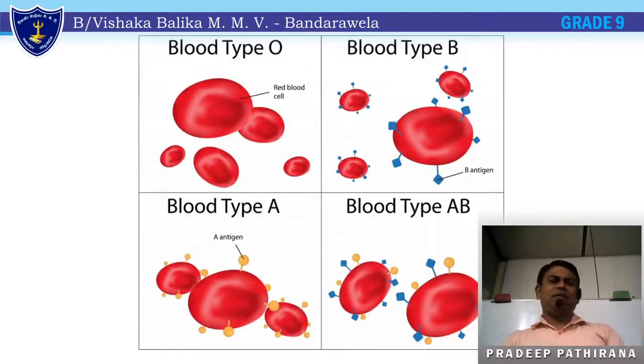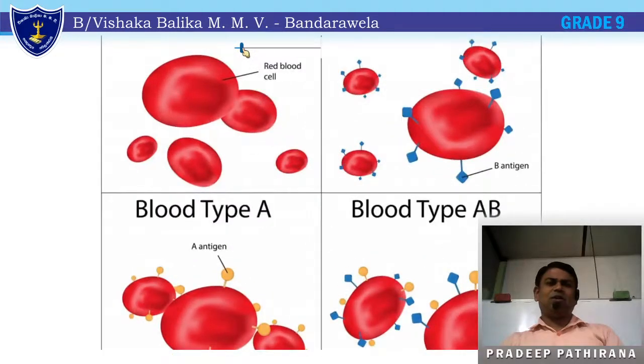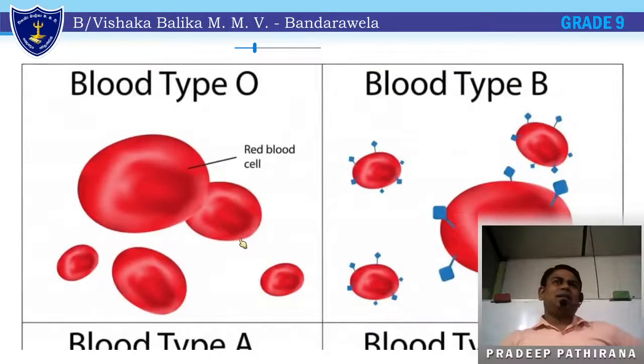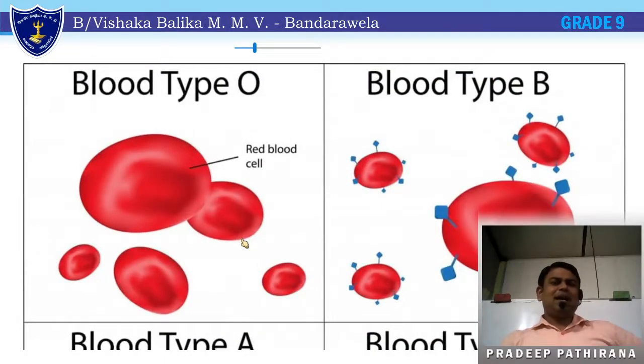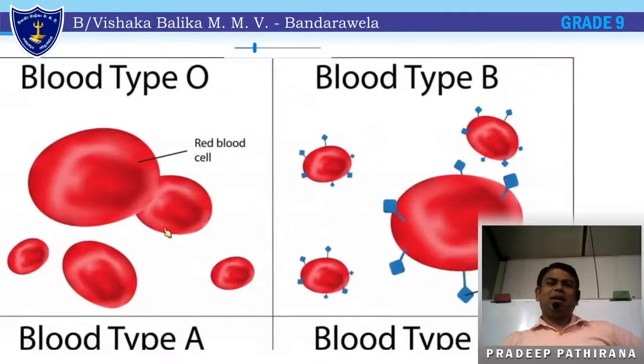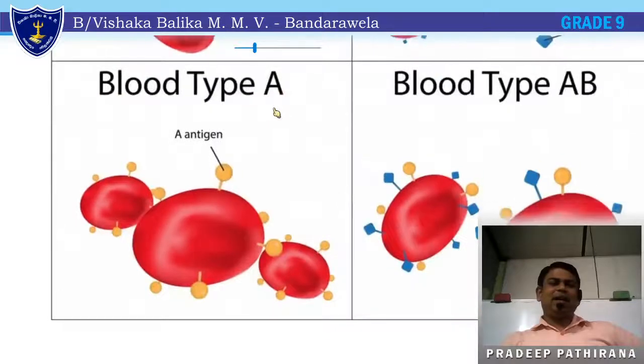There is a type of blood O. Actually, this name was given as 0, and 0 means nothing in it. Can you see this? Blood type O has no antigen. So if this blood enters somebody's body, there will not be any harm, as there are no antigens, right? It's a neutral type.